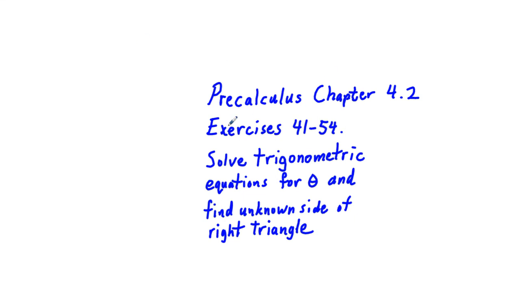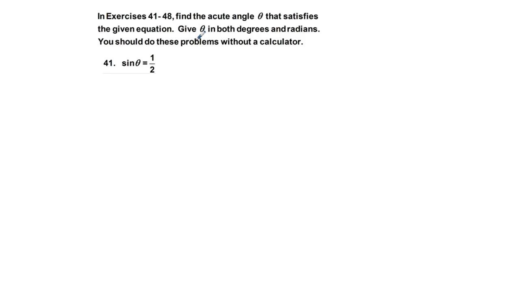Precalculus chapter 4.2, exercises 41 through 54, solve trigonometric equations for theta and find unknown sides of right triangles. So let's look at this problem set 41 to 48. Find the acute angle theta that satisfies the given equation. Give theta in both degrees and radians. You should do these problems without a calculator.